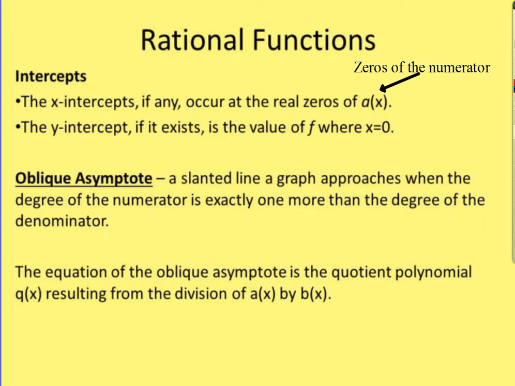We're also going to look at some intercepts. We have the x-intercepts. This is where it crosses the x-axis. To find your x-intercepts, you just need to find the zeros of your a of x, or the zeros of your numerator. To find your y-intercepts, we're just going to plug in 0 for our x, because we have a y-intercept when x is equal to 0. So if we plug in a 0 for all of our x's and solve, that'll tell us where our y-intercept is located.